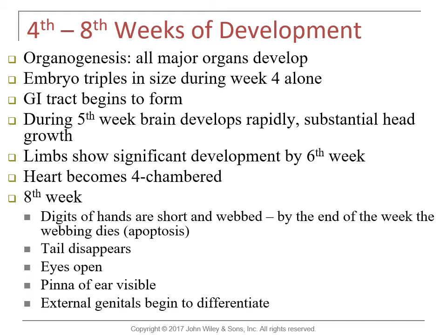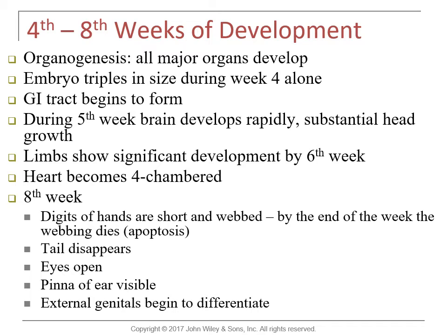So the 4th through 8th weeks of development are very significant in embryonic development because all major organs appear during this time. The term organogenesis refers to the formation of body organs and systems. So by the end of the 8th week, all of the major body systems have begun to develop, although their functions for the most part are minimal. Organogenesis requires the presence of blood vessels to supply developing organs with oxygen and other nutrients.